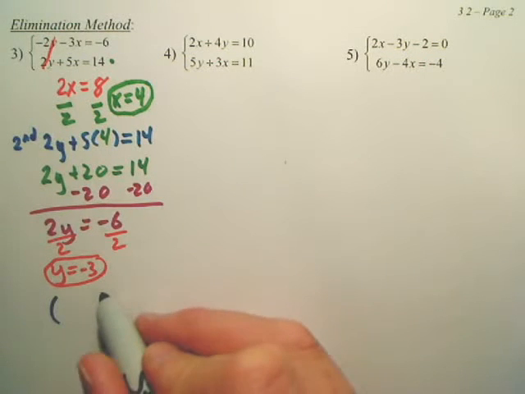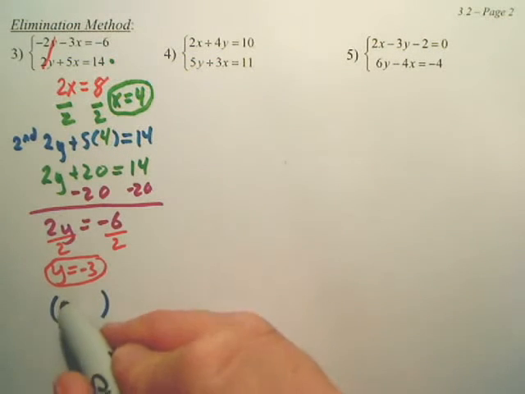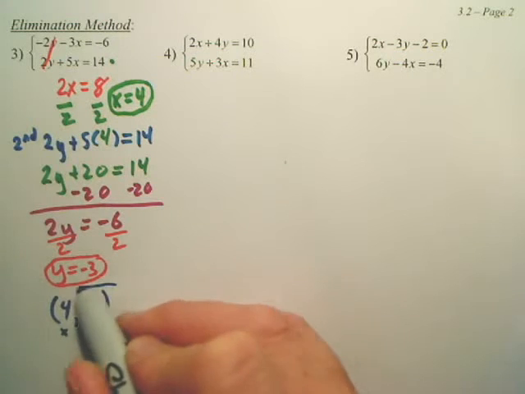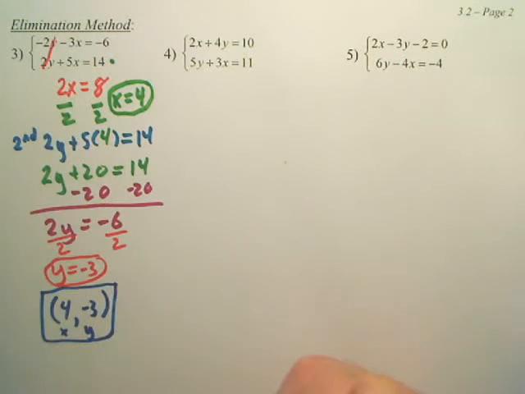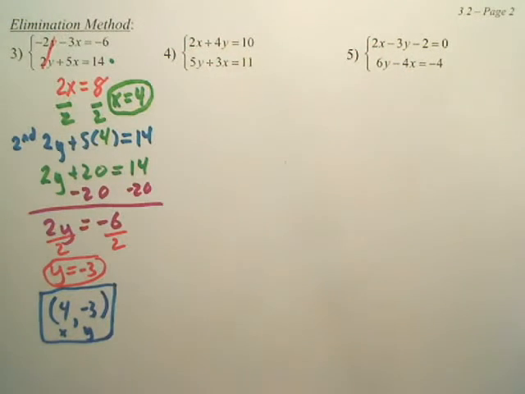The coordinate where these two lines cross would be 4, negative 3. Remember, it goes x, y. You're looking for a coordinate where the two lines cross. It's a really cool method, especially when things are set up nice and easy. Too bad, number 4 is not set up nice and easy.